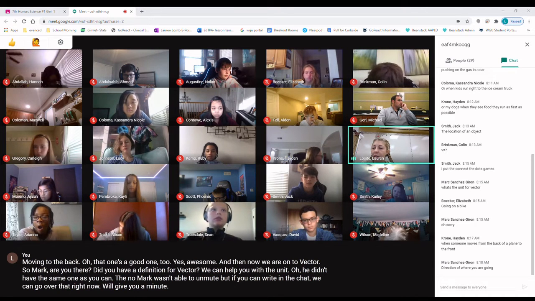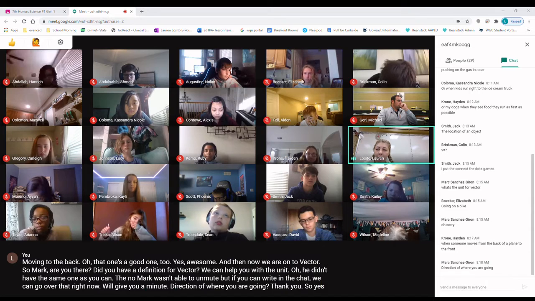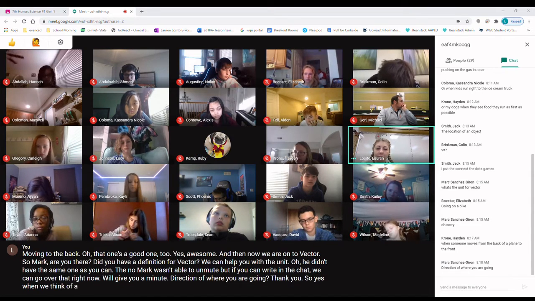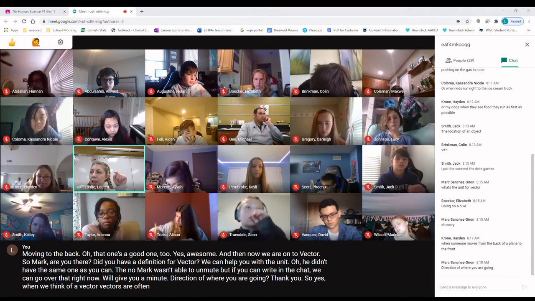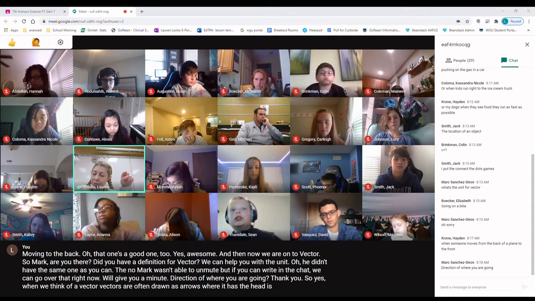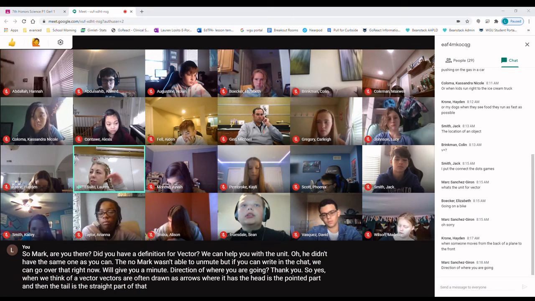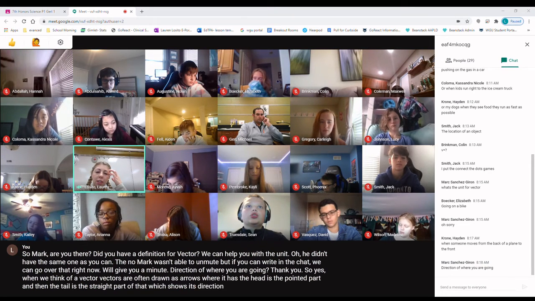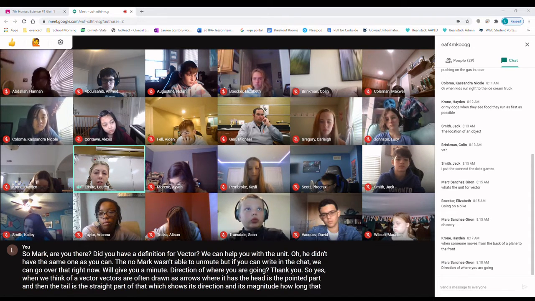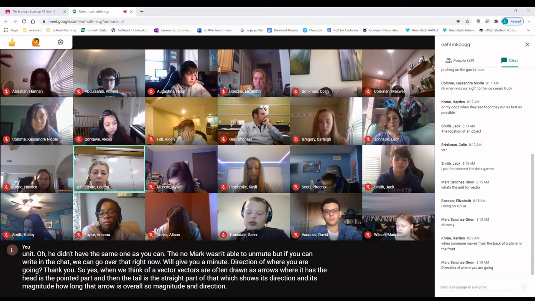Direction of where you are going. Thank you. So yes, when we think of a vector, vectors are often drawn as arrows, where the head is the pointed part, and the tail is the straight part, which shows its direction and its magnitude, how long that arrow is overall. So magnitude and direction is what's involved when we're doing a vector.